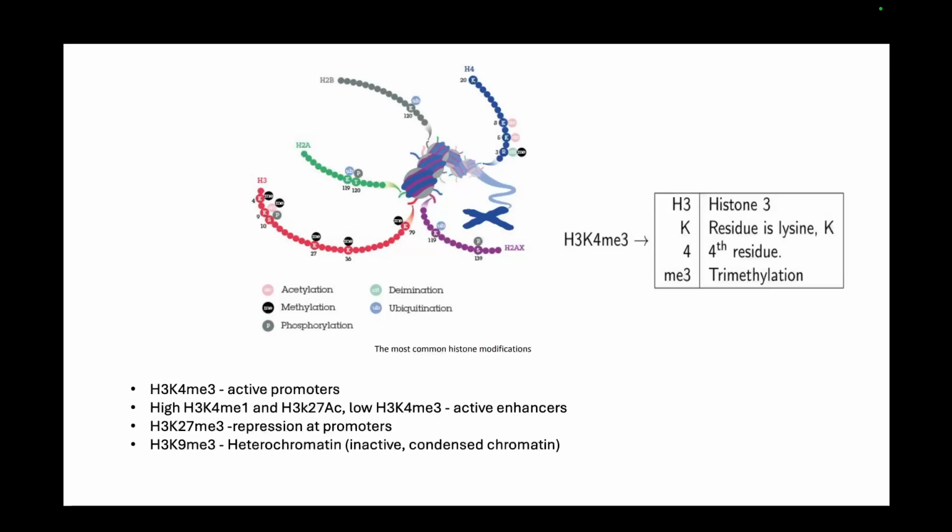So you have places in the DNA where the accessibility is very low, and those are known as heterochromatin, and you have places in the DNA where the accessibility is very high, which are known as euchromatin.